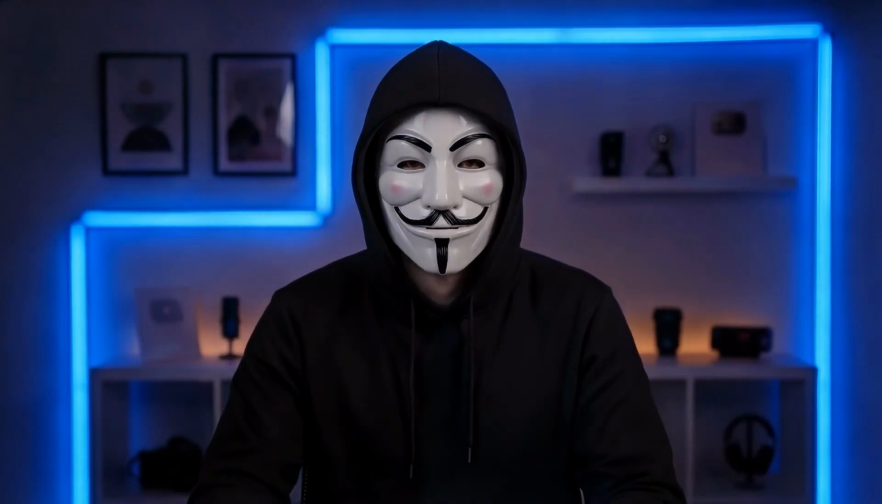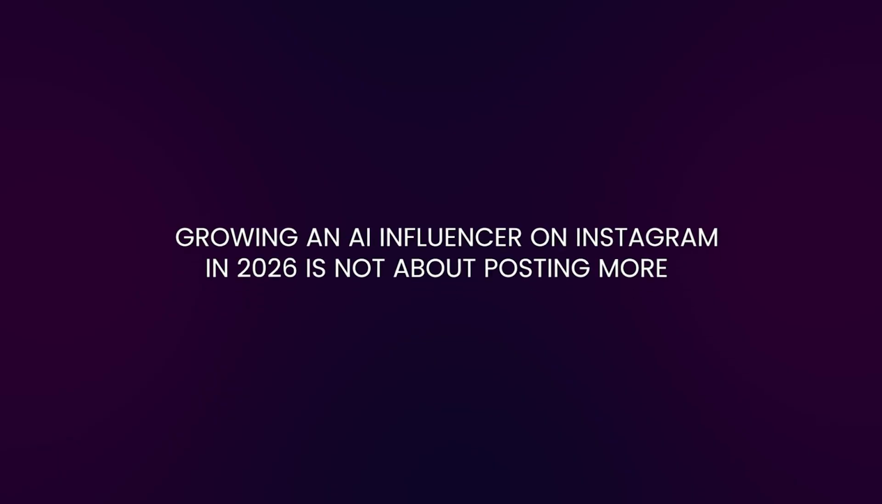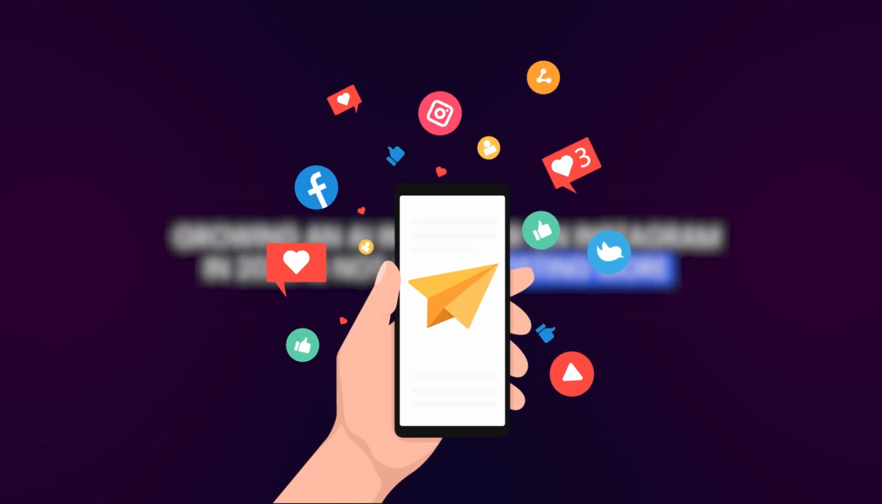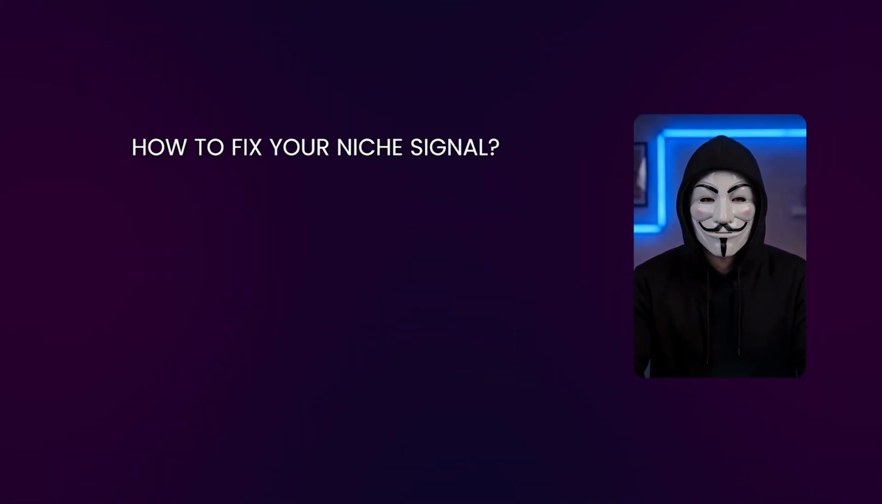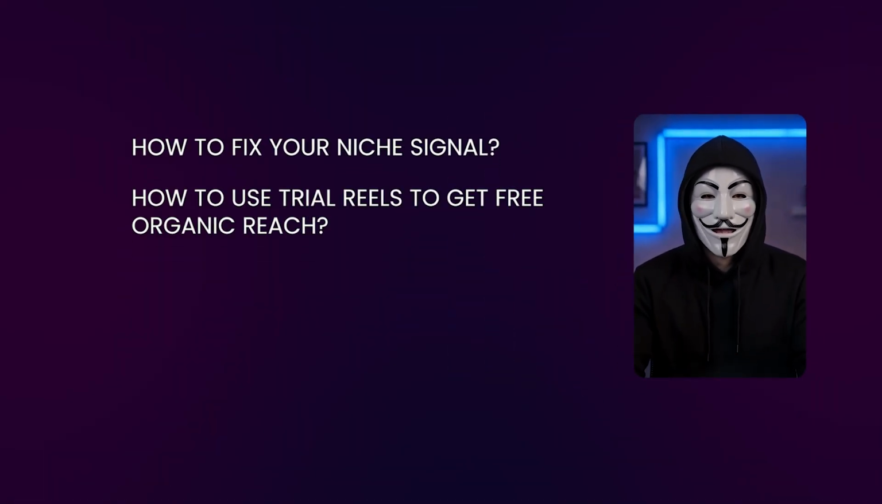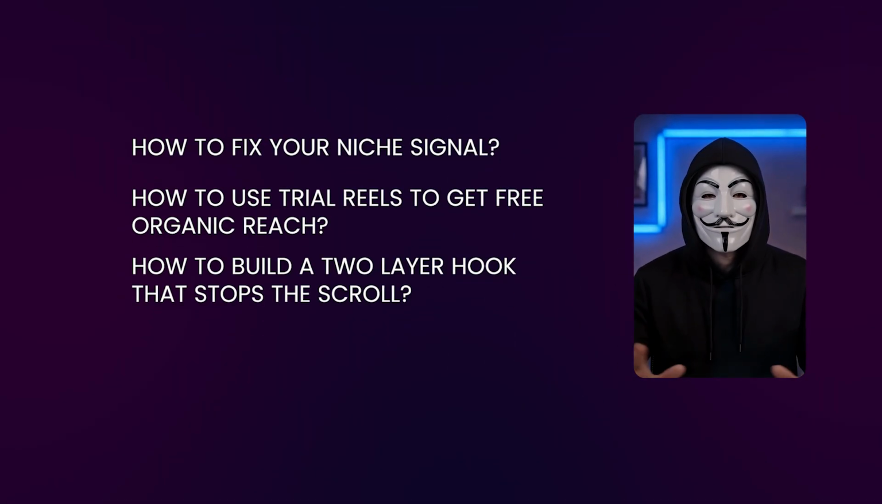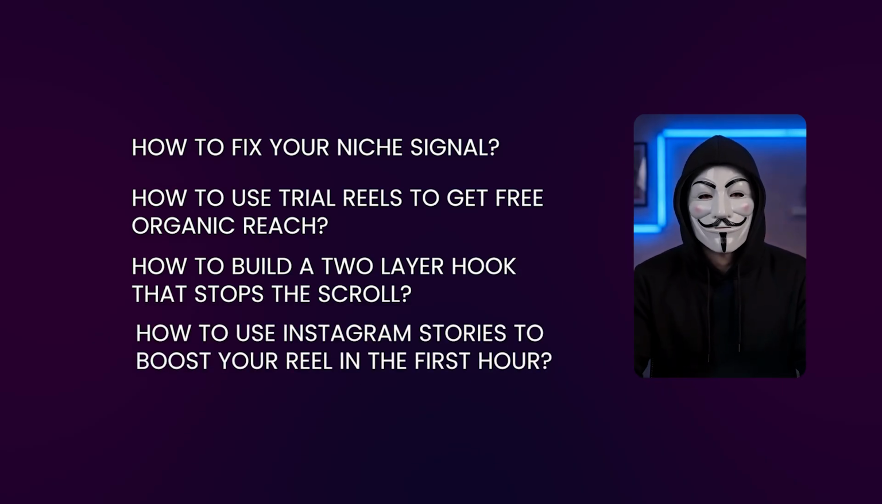Here's the thing most people get wrong. Growing an AI influencer on Instagram in 2026 is not about posting more. It is about triggering the right algorithm signals every single time you post. By the end of this video, you will know how to fix your niche signal, how to use trial reels to get free organic reach, how to build a 2-layer hook that stops the scroll, and how to use Instagram stories to boost your reel in the first hour after posting.